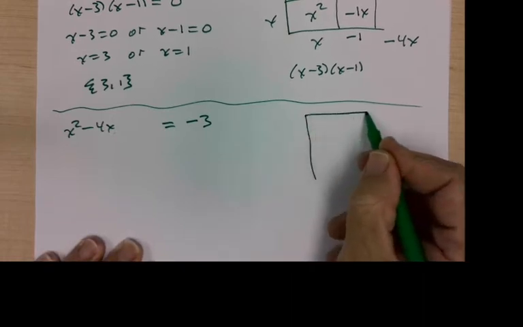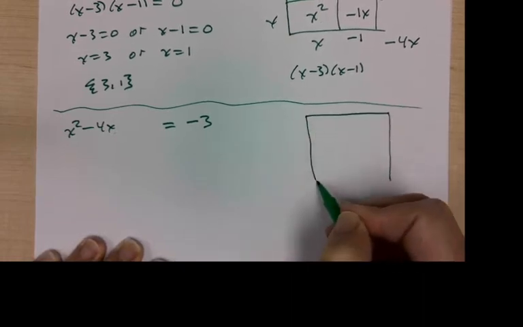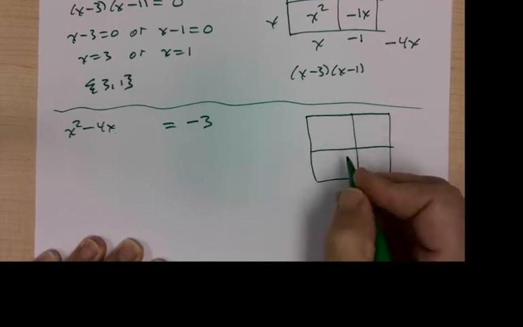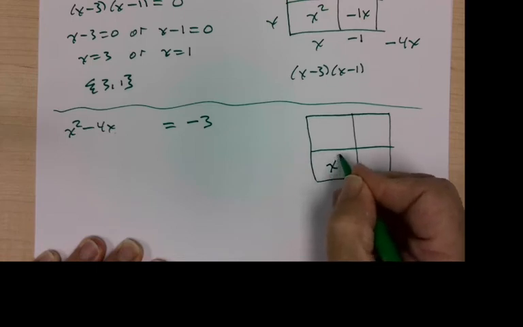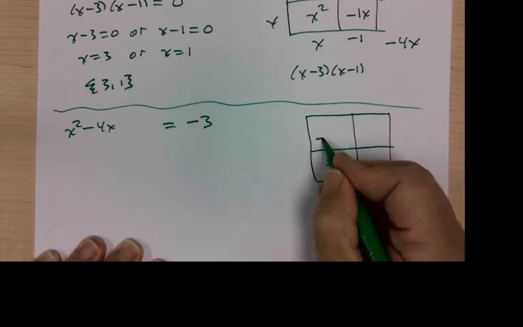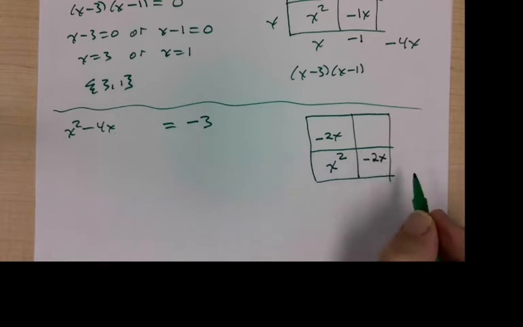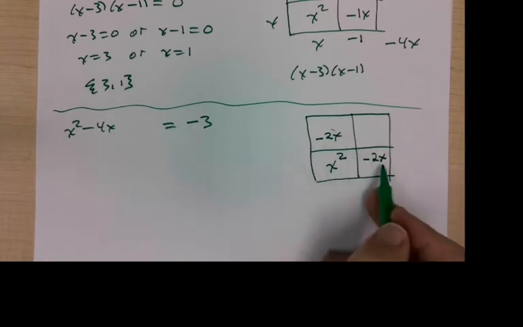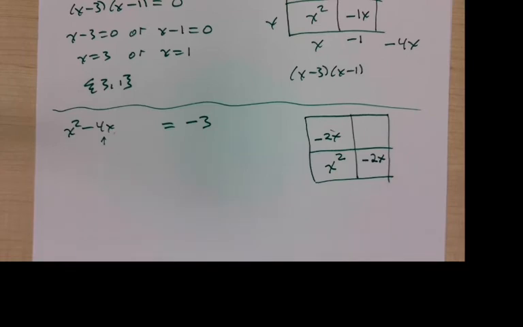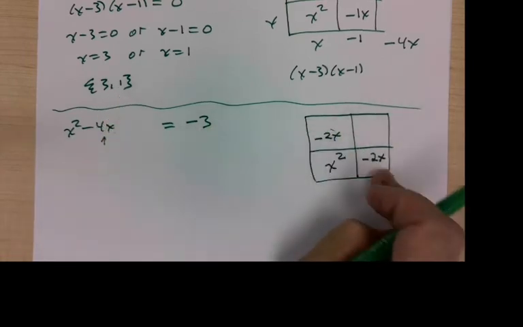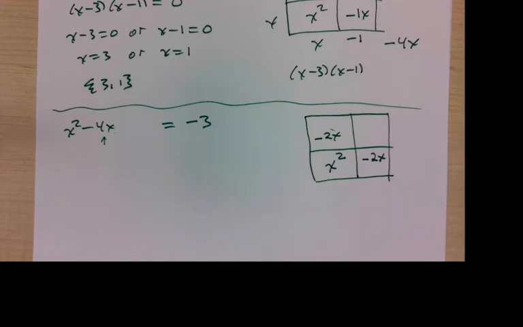Again, multiplication box this time. X squared in the lower corner. Negative 4x, I get negative 2x and negative 2x. So I need these two slots to add up to negative 4x. So how do I use up negative 4x in these two slots equally? And the answer, of course, is take half of negative 4x, or negative 2x.